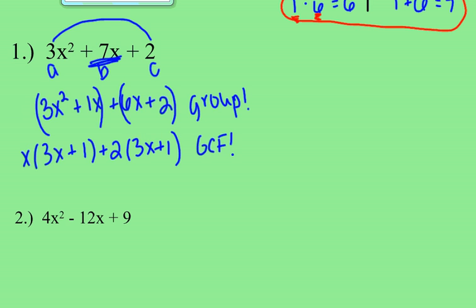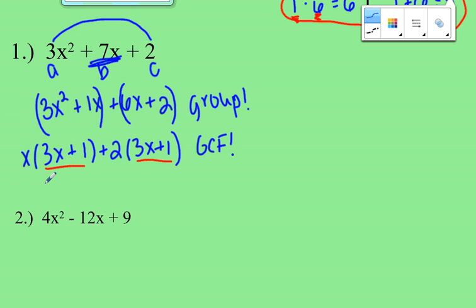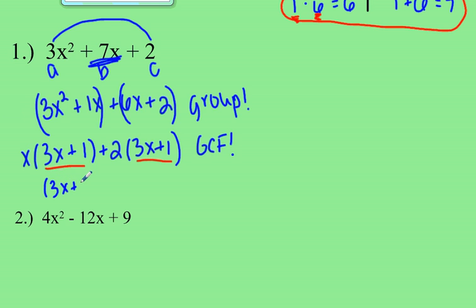If you recall from our grouping lesson, 3x plus 1 and 3x plus 1 are the same, so we're going to rewrite those as our GCF, and I am left with an x plus 2 in my second set of parentheses. And so the answer to my problem of 3x squared plus 7x plus 2 is 3x plus 1 times x plus 2. Let's try another example.